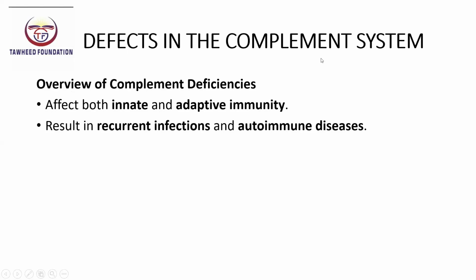Next is defects in the complement system. Complement deficiency can affect both innate and adaptive immunity. Since complement bridges these two systems, such deficiency typically results in recurrent bacterial infection, poor immune complex clearance, and autoimmune manifestation. Depending on which component is lacking, the outcome may involve increased susceptibility to certain bacteria, impaired inflammation, or autoimmune tissue injury. Thus, complement deficiencies are important clinical conditions that can reveal much about immune functions.